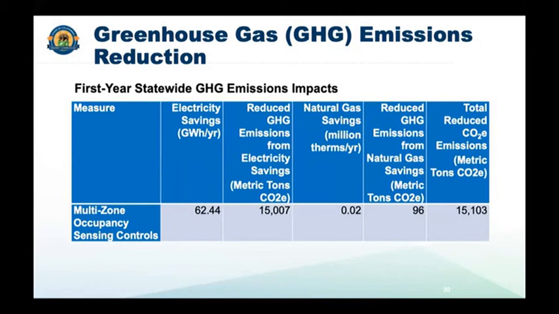About the greenhouse gas emission reduction impact, the annual greenhouse gas emissions reduction is estimated to be 15,103 metric tons of greenhouse gas.